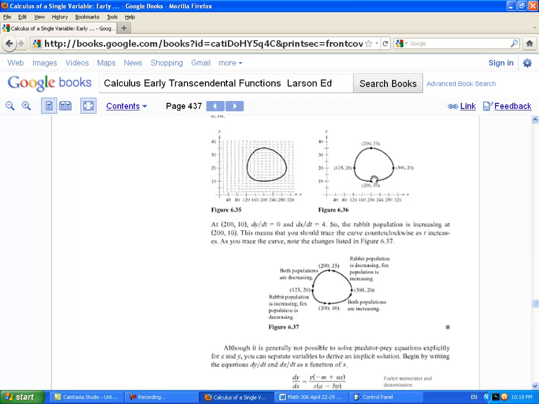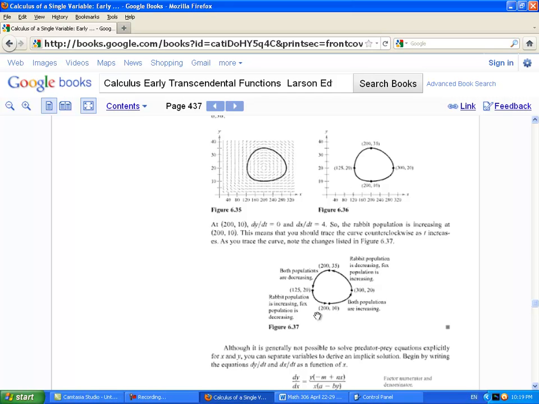So over here, he shows the 4 key turning points in this cycle. At this point on the right, maximum number of rabbits. At this point on the top, we have maximum number of foxes. At this point on the left, we have minimum number of rabbits. At this point at the bottom, we have minimum number of foxes.